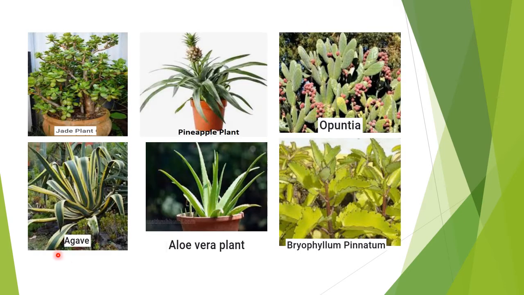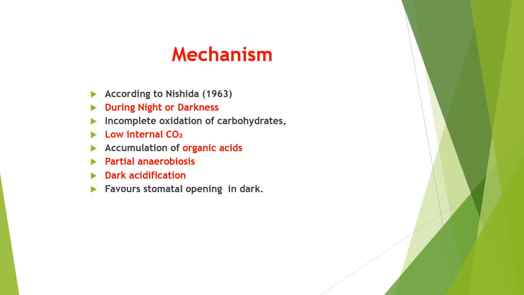CAM plants which are also succulents: one is the jade plant, this is the pineapple, Opuntia, which is the cactus, and you have agave, aloe vera, and bryophyllum. These are some of the plants which are basically succulents, and they are showing the Scoto-active stomatal movement. Let us discuss the mechanism of Scoto-active movement.